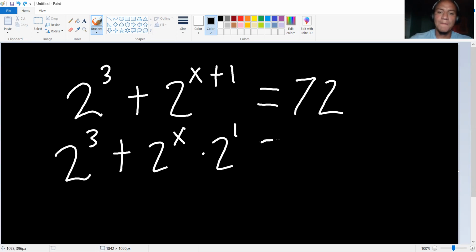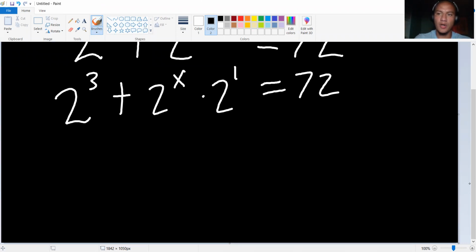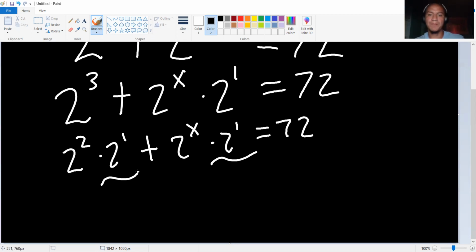And what I do see in this part is that I can also break up the other side into 2 times 2 to the first, based on the same rule that I just derived. The bases are the same, and when you're multiplying the same base, you can add their exponents. 2 plus 1 gives you 3. So now I have 2 to the third plus 2^x times 2 to the first equals 72. Now I use the opposite of distribution, which is called factoring. I notice that these two are the same.